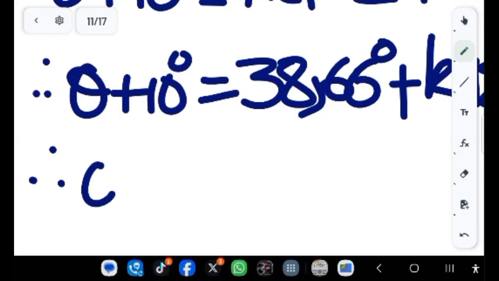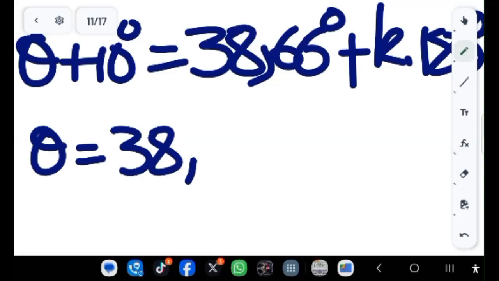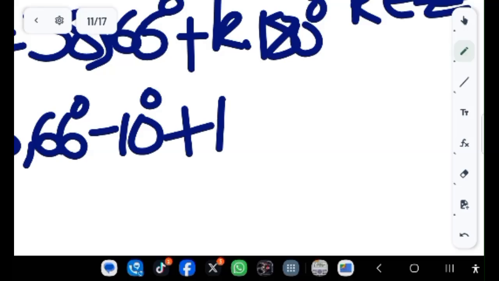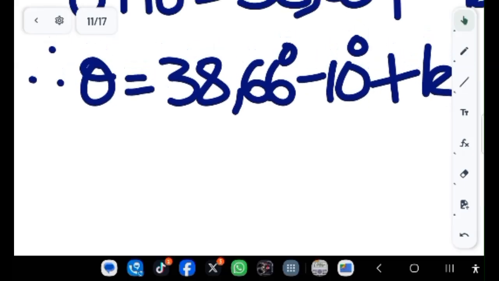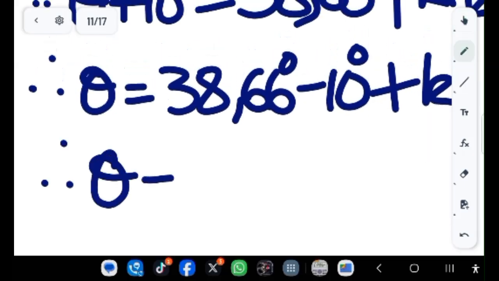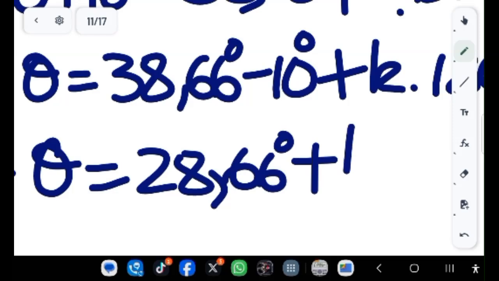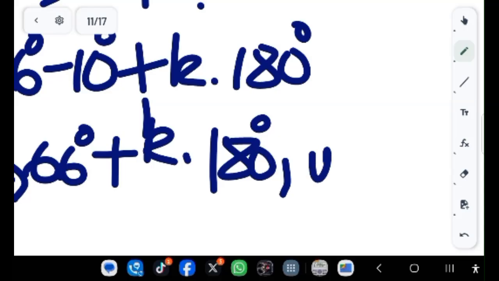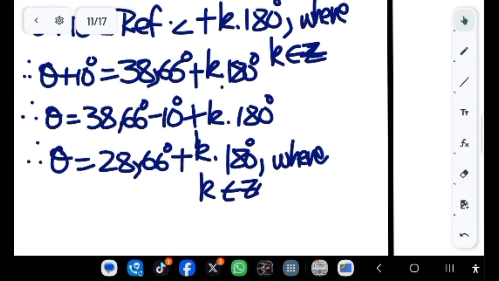Therefore, theta will be equal to, take the 10 degrees to the right hand side, 38.66 minus 10 degrees plus k times 180 degrees, where k is an element of integers. Therefore, theta will be equal to 28.66 degrees plus k times 180 degrees, where k is an element of integers. We are done with the first quadrant.